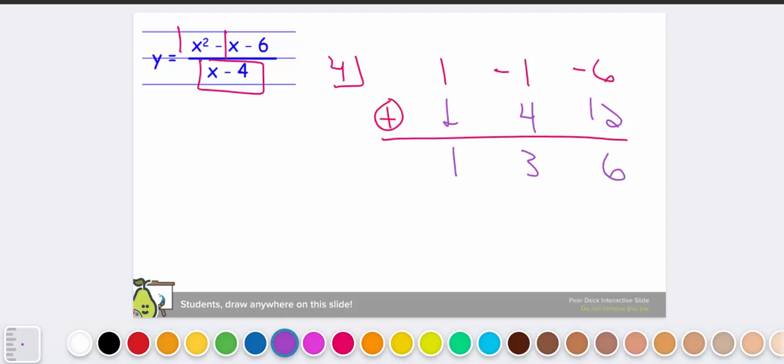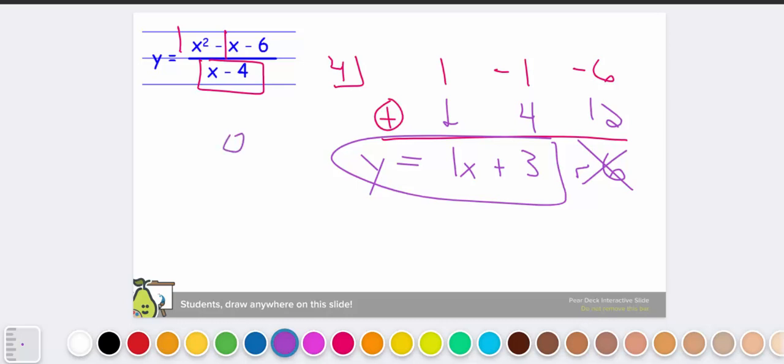Now this is where it gets a little bit weird and you feel like we're cheating a little bit. But we know this is going to be 1x plus 3. This would be a remainder. For oblique asymptotes, we're just going to get rid of the remainder. So that means our graph would have an oblique asymptote at y equals x plus 3. So that diagonal line.